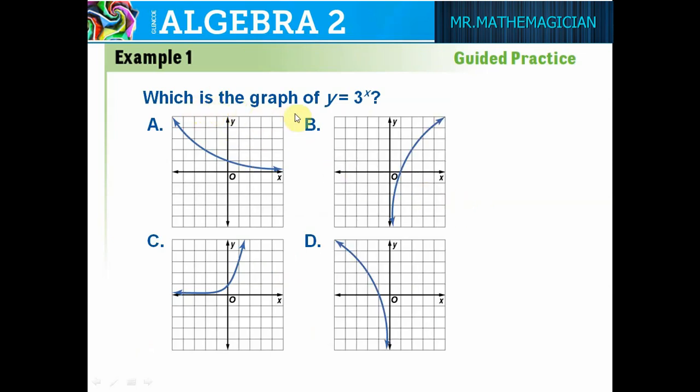Now, which is the graph of y equals 3 to the power of x? A, B, C, or D? Yes, it should be C, because this one represents the exponential growth. So 3 to the power of x will be represented by this one. Another reason, if you substitute here with 0, 3 to the power of 0 will give you 1, so this is (0, 1). If you substitute x as 1, 3 to the power of 1 will give you 3, so (1, 3), so this is the actual graph.